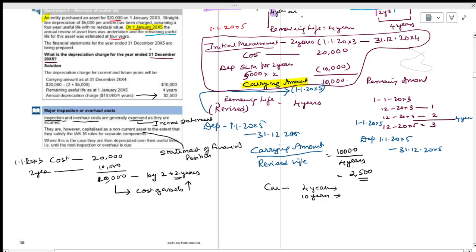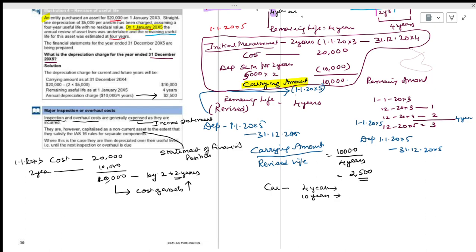Now, when you are spending it, we have to capitalize, which means you have to add to the value of the asset. Capitalize means we add to the value of the asset. Expense means we deduct it from your income. Two different things are there.